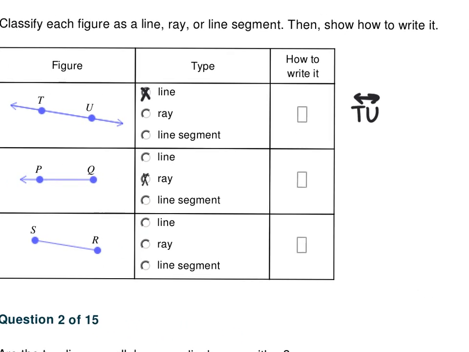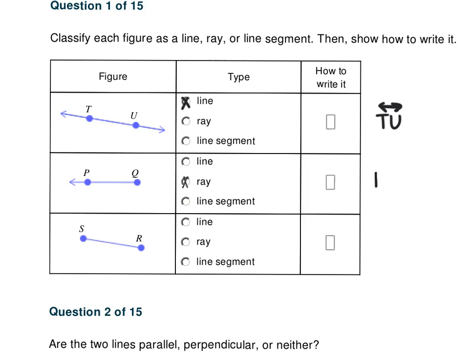And to name rays, I use my 2 letters again, and I put the arrow on top in the direction of which the line is going. So it is going from Q to P, so I have the arrow going towards P.